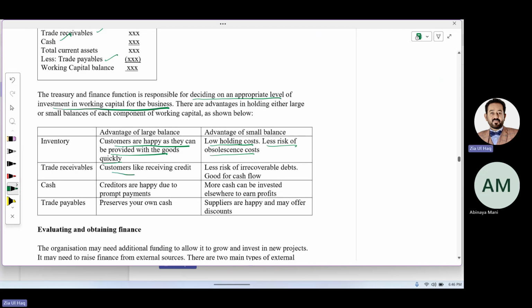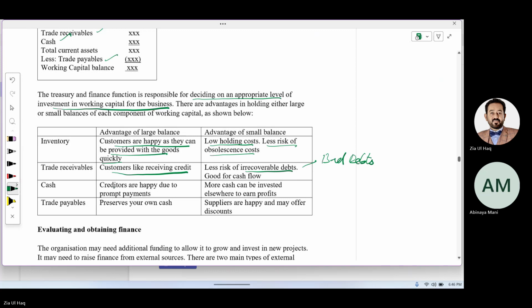Receivable. Customers like receiving credit. If you have adopted a policy where more amount is invested in receivables, this will please the customer. The customer will be happier. If you have decided no, and invest a little amount in receivables, this can affect the customer. Maybe the customer will move towards another company because you are not providing them more credit. But if you are providing more credit to customers, there are chances of irrecoverable debt, meaning bad debts. It means your amount will not be recovered.